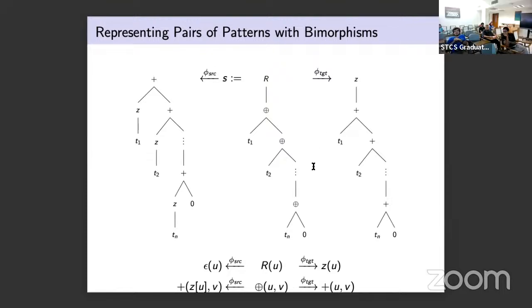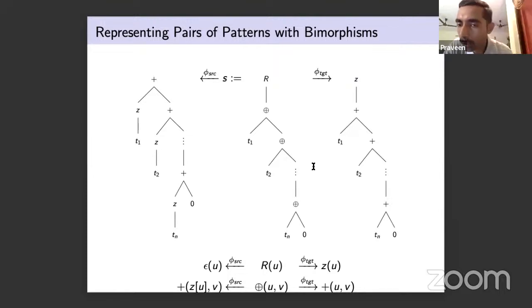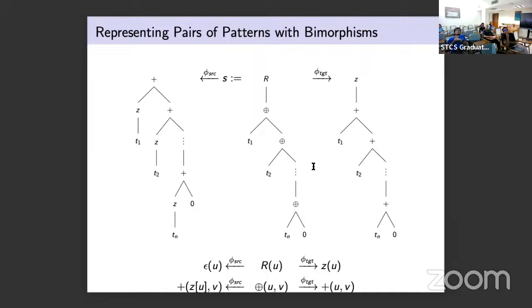Is there a difference between writing the children in square brackets versus writing them in round brackets? Sir, can you repeat the question? I couldn't hear. For the Z variable, you write the children in square brackets. For the plus variable, you write them in round brackets. Is there a difference, or is it just equivalent?